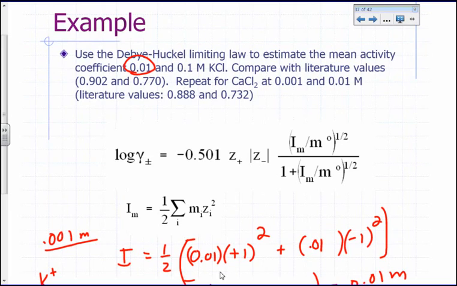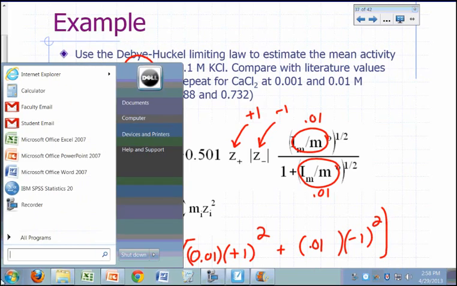So that's your ionic strength. You plug that into here: 0.01, and your ionic strength is 0.01 over here. Z plus, the charge of the potassium ion, is +1. The charge of the chloride ion is -1, and you're just going to take the absolute value for that one. All right, so if you did that, what do you get?